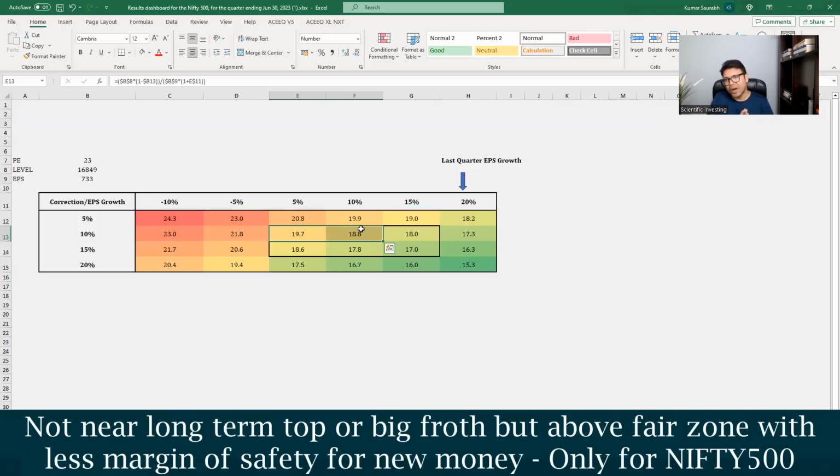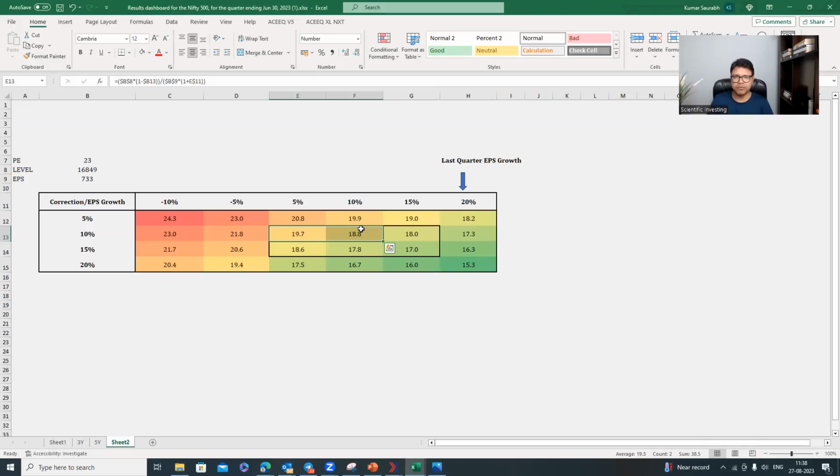I do agree that to put in new money, we may not be in the most comfortable position. But if this is the kind of EPS growth rate we have, and if we see a 5 to 10% correction, I don't deny the fact that I'll be looking to add a little aggressively in my investing portfolio around these PEs. So I have not yet included any kind of technical analysis. It was pure fundamental and pure price-driven analysis, statistical analysis.